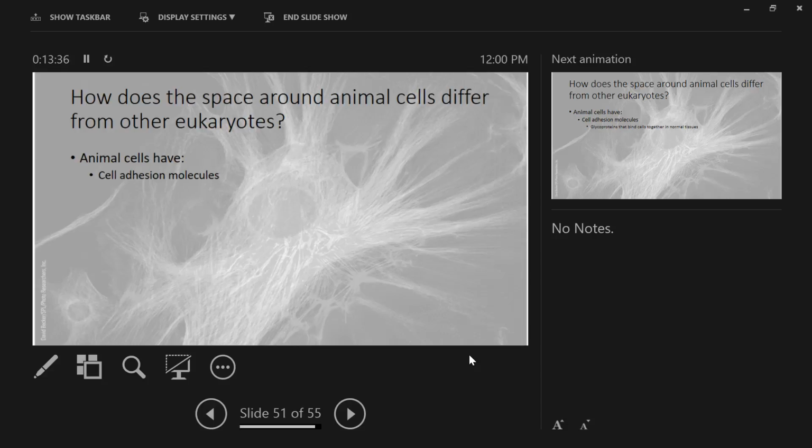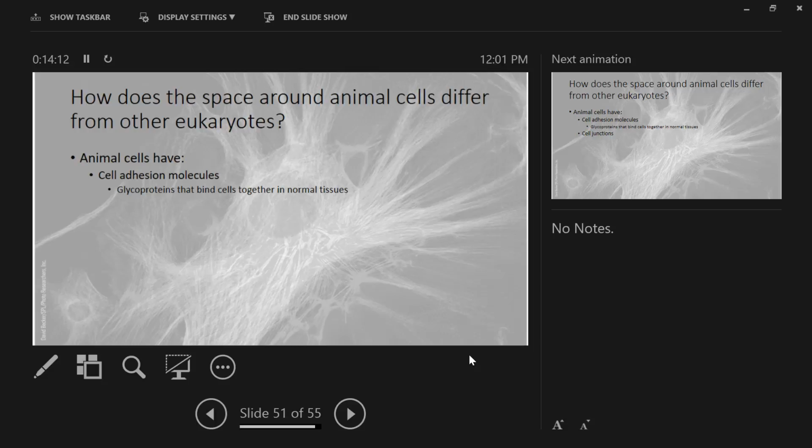One, cell adhesion molecules. These are oftentimes glycoproteins. Glycoproteins are a combination of proteins and sugars, so two different biomolecules strung together. They're incredibly sticky and do a really good job of creating adhesion, which is why we call them adhesion molecules, of actually sticking the two cells together. And this forms what's called the extracellular matrix, these glycoproteins sandwiching those cells in place.